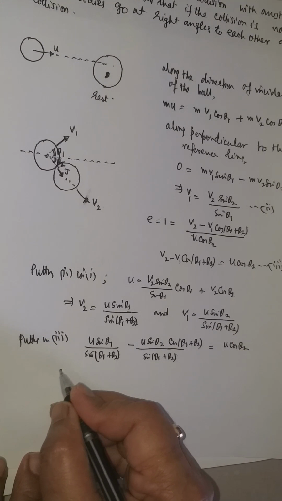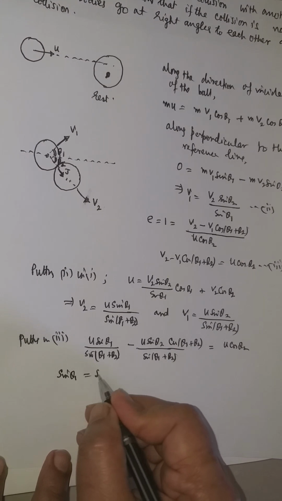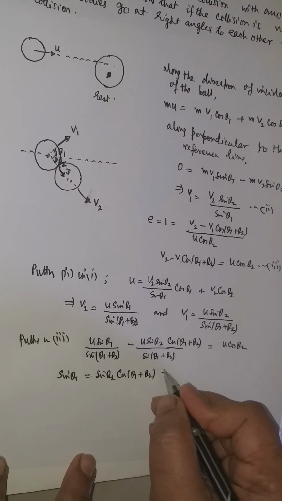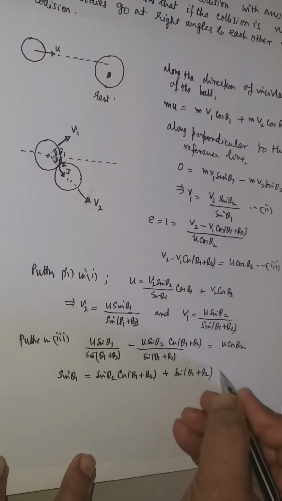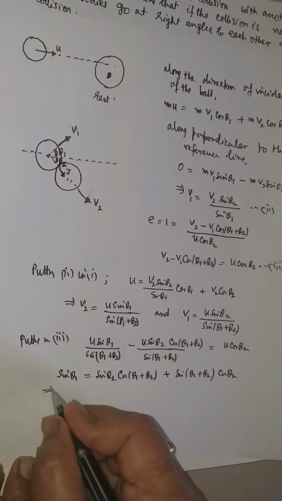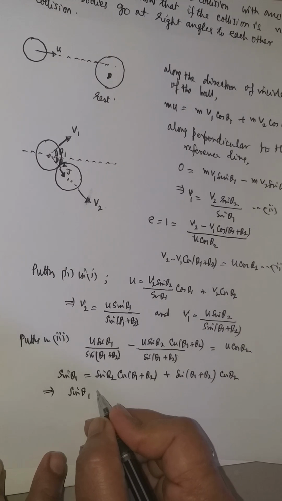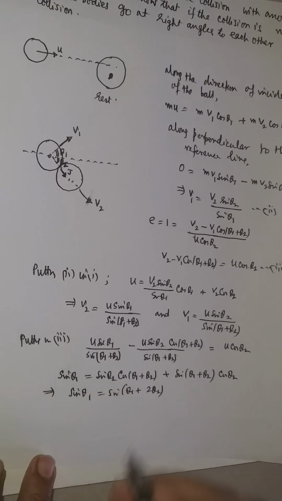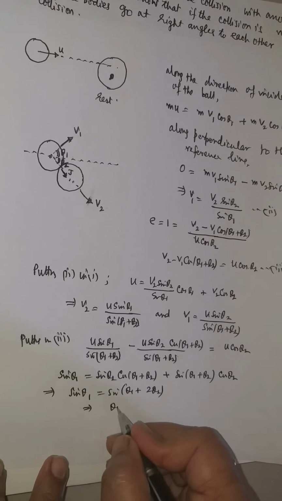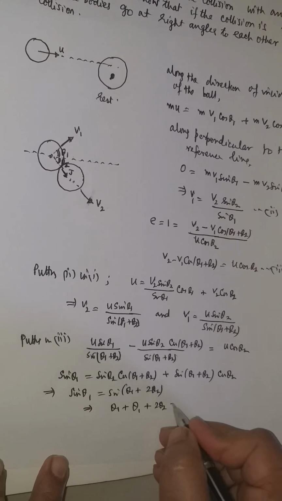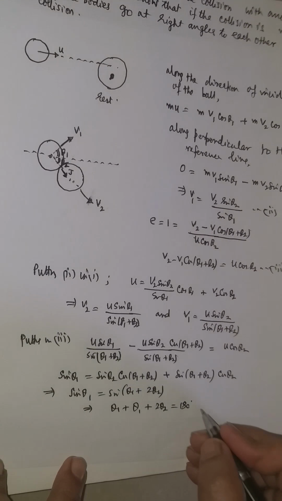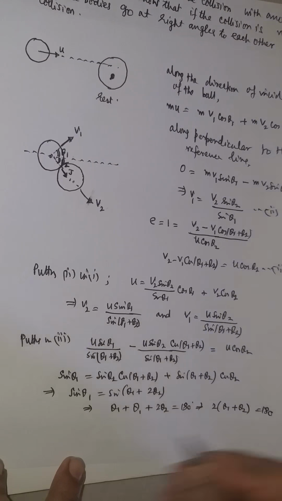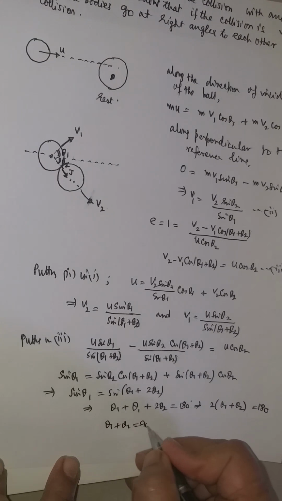So we have sin theta 1 is equal to sin theta 2 times cos of theta 1 plus theta 2 plus sin of theta 1 plus theta 2 times cos theta 2. What we get is very simple: sin theta 1 is equal to sin of theta 1 plus 2 theta 2. These angles are not equal, so this implies the sum of the angles must be equal to 180 degrees. From there it is very easy to understand that 2 times theta 1 plus theta 2 is equal to 180 degrees, and theta 1 plus theta 2 is equal to 90 degrees.